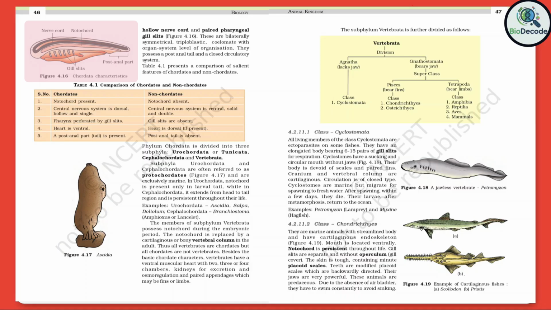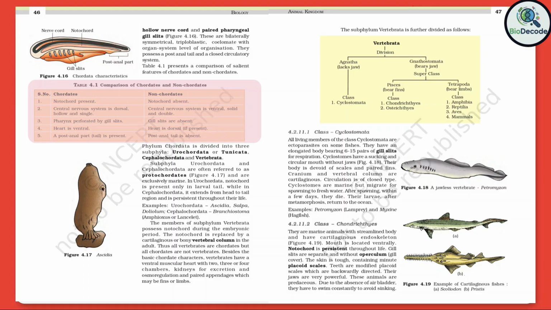The figure also indicates the postanal tail, which aids in movement and balance, and the endostyle or thyroid gland involved in filter feeding and metabolism. This schematic representation unifies all chordates, from simple Amphioxus to humans, under a shared structural blueprint that has been modified through evolution for different lifestyles.